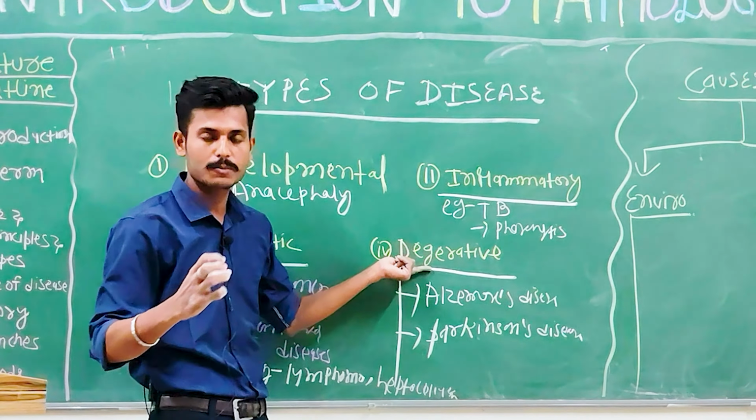Then you have the environmental cause. What things come under it? Trauma, radiation, nutritional deficiency, toxins. So these things come under the environmental cause, whereas the other cause is the genetic cause. So these are the two broad classifications of cause in pathology.